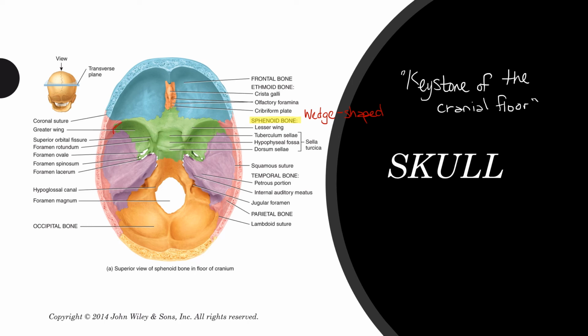Because you can see here, it articulates with the frontal bone in the front, and the ethmoid bone at the very top there. And then it articulates with the purple temporal bone and the pink parietal bone as well, a little bit right here. And then also with the occipital bone at the back too. So the sphenoid bone actually articulates with every other bone of the cranium.